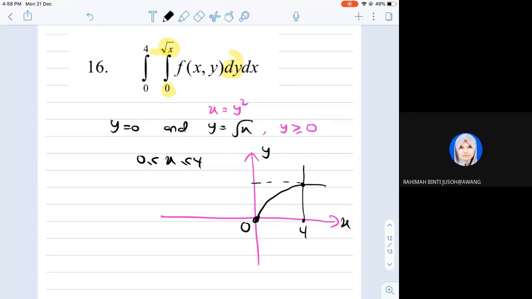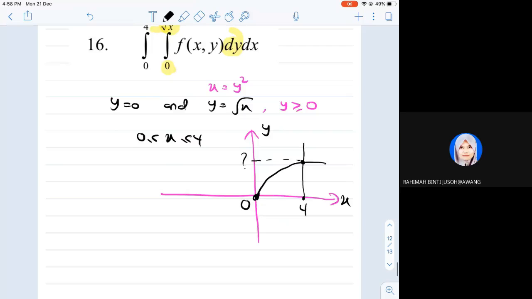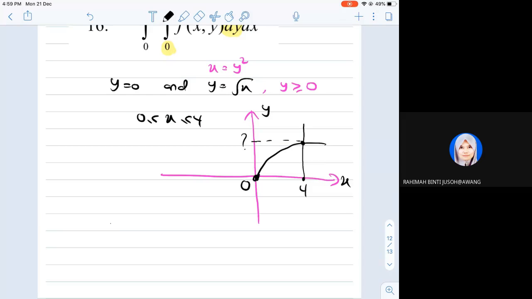How do we find the coordinate here? When x equals to 4, we know that y equals to square root of x. So y equals to square root of 4, which equals 2. So we will have the value here being 2.